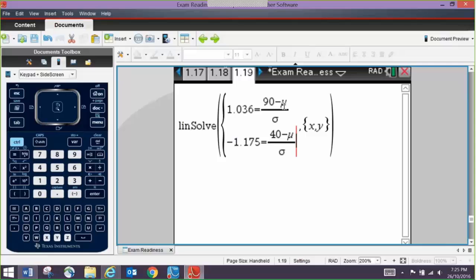The cut and paste is terrific, isn't it? It is. Yes, yeah. I do enjoy the cut and paste.